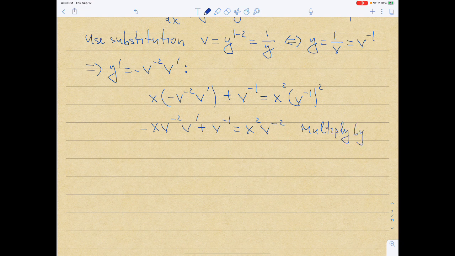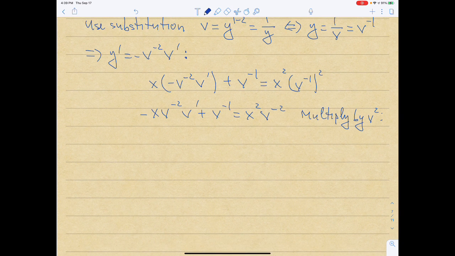And so now we multiply by v squared both sides. And when you do that, v to the minus 2 will go away, and v squared times v to the power minus 1 is just v. So what's left is minus x v prime plus v equal to x squared, and that is a linear equation.